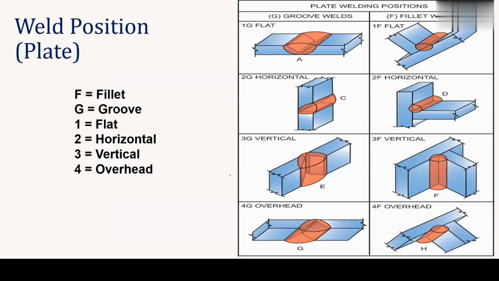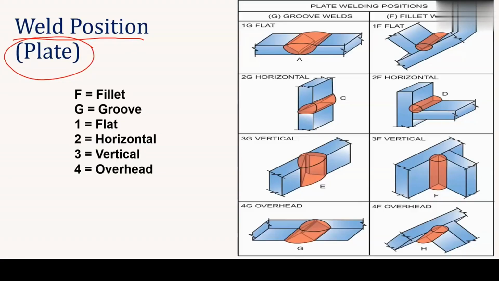Coming back to the welding position, as I said before, we have four different weld positions: flat, horizontal, vertical, and overhead, right? Also we have two different weld joints, the fillet type of weld joint or the groove type of weld joint. Putting this together for different applications, we will have a weld position, right? First we shall see the plate, that means a flat surface.